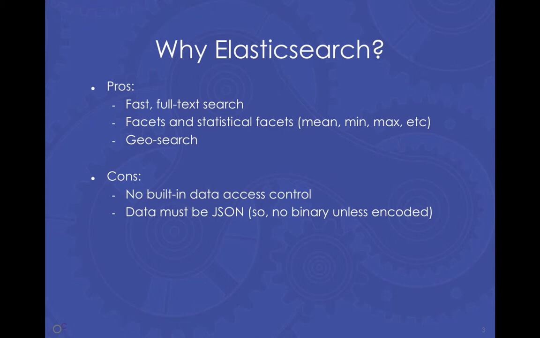Why do we use Elasticsearch? We use it because it is fast, it provides full text search, as well as statistical aggregational functions. The only problem with it, though, is that it has no built-in data access control.